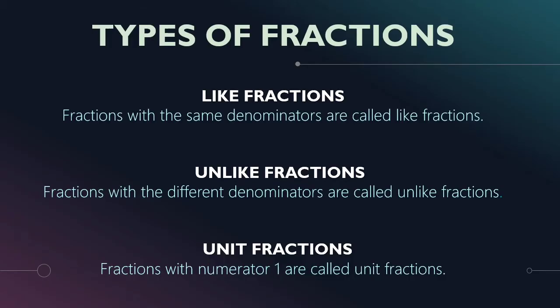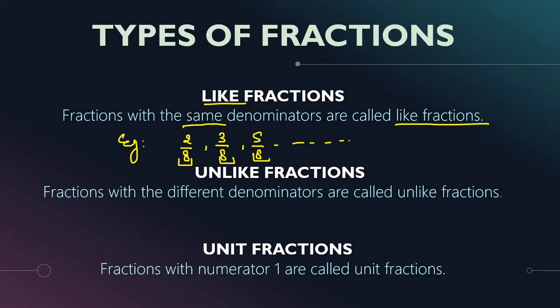The first type of fractions are like fractions. Fractions with the same denominators are called like fractions. For example, 2 upon 8, 3 upon 8, 5 upon 8 and so on. In all these fractions, you can see that denominators are same, that is 8. So, they are called as like fractions.